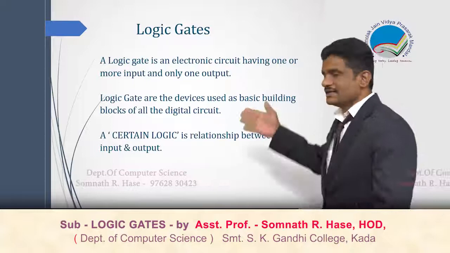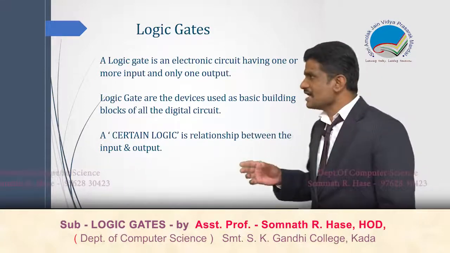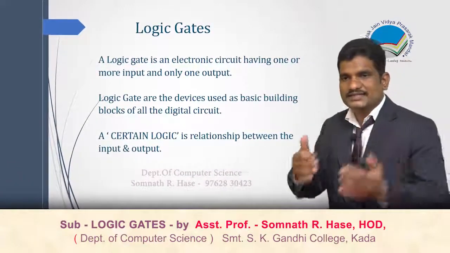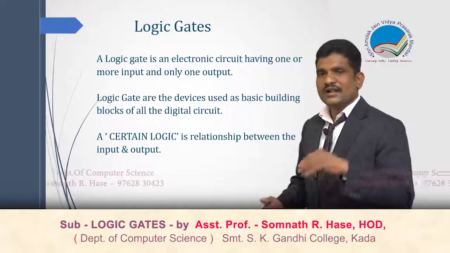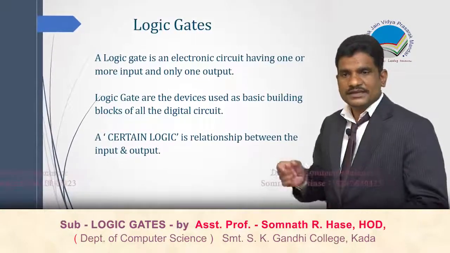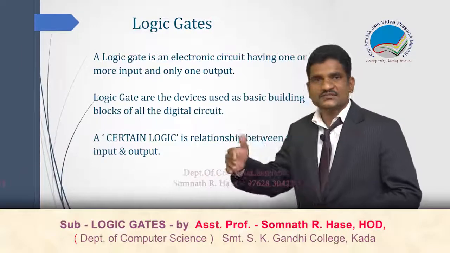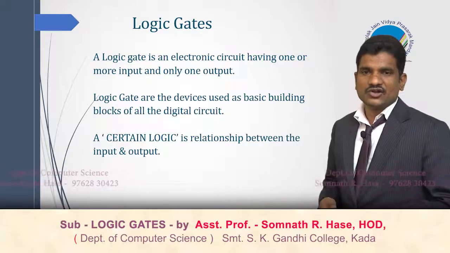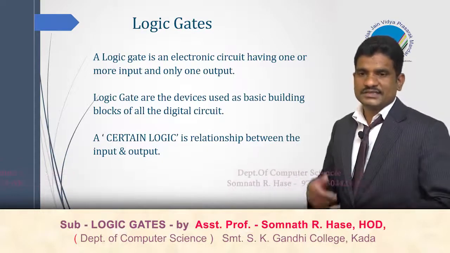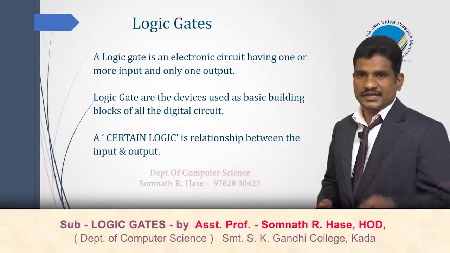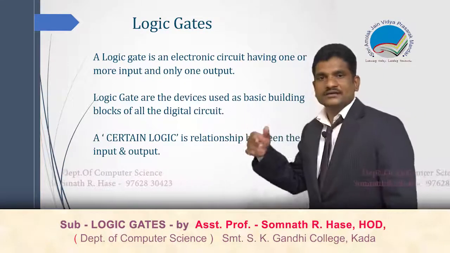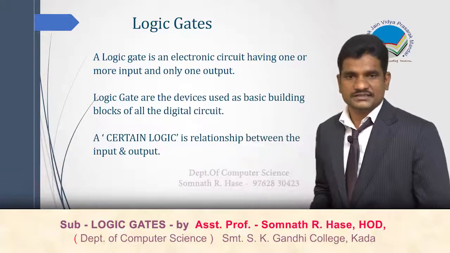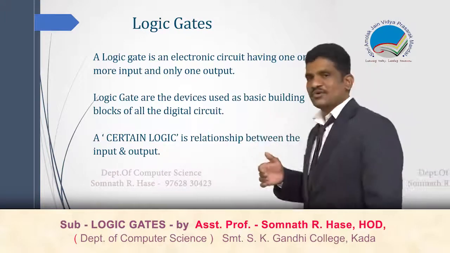So what do we mean by logic gates? A logic gate is an electronic circuit. It has one or more inputs, that is, it accepts one or more inputs and produces only one output. It is used in ICs. IC stands for integrated circuits. ICs are used in laptops. ICs are also used in electronic devices like tape recorders. They are also used in TVs. Logic gates are the devices used as basic building blocks of all digital circuits. So this is the primary definition of logic gates.